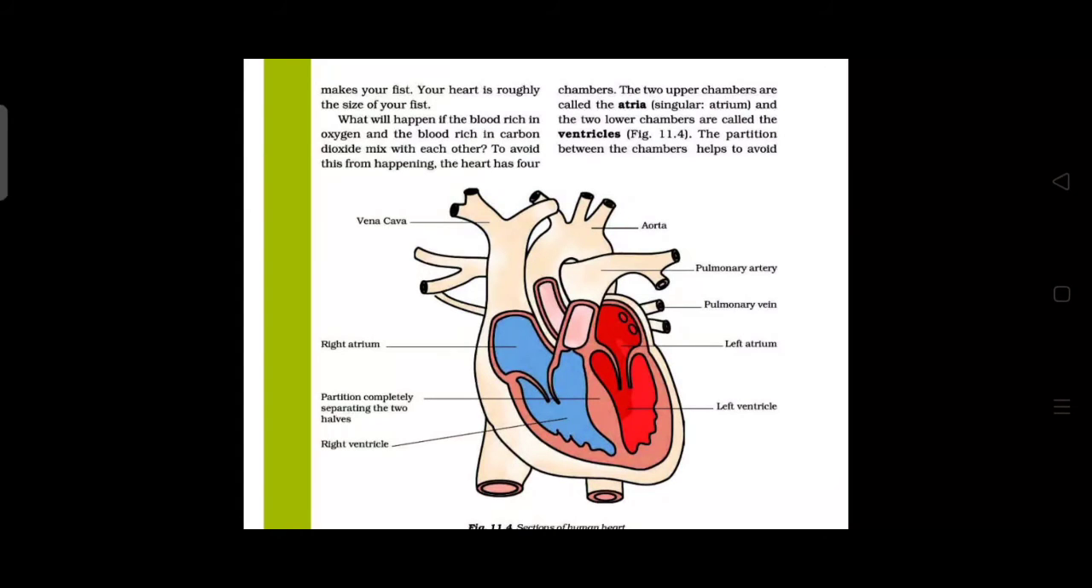The upper 2 chambers are called atria. The lower 2 chambers are called ventricles. The blood rich in oxygen and blood rich in carbon dioxide could mix with each other. To avoid this happening, there are 4 chambers in the heart. The partition between the chambers helps to avoid the mixing up of blood rich in oxygen with the blood rich in carbon dioxide. To avoid this mixing, we have 4 chambers.